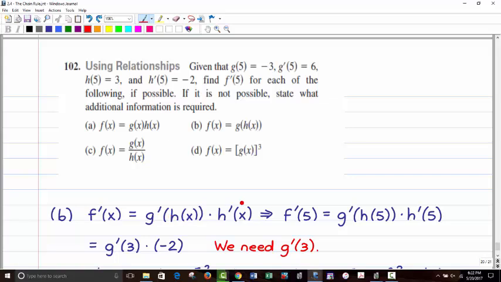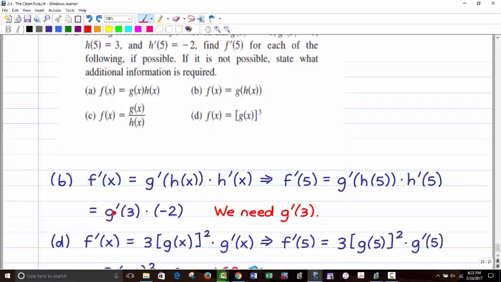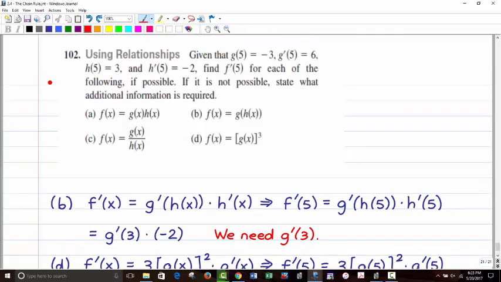So let's see what we have here. That means f prime of 5 would be g prime of h of 5 times h prime of 5. Well, up here we know that h of 5 is 3, so we're good right there. And then h prime of 5 is given as negative 2. So it would be g prime of 3 times negative 2. But we go back up here and we have a problem. We don't know what g prime of 3 is. It wasn't given to us. So without g prime of 3, we're stuck. That's the end of that problem. Like I said, that would be not possible. And then we stated what was needed.